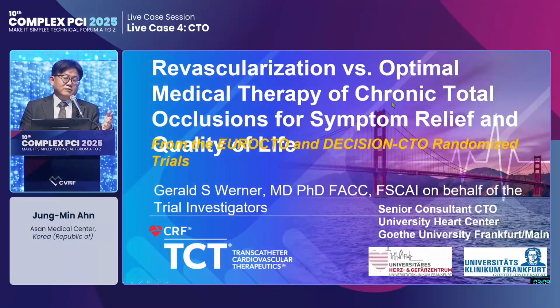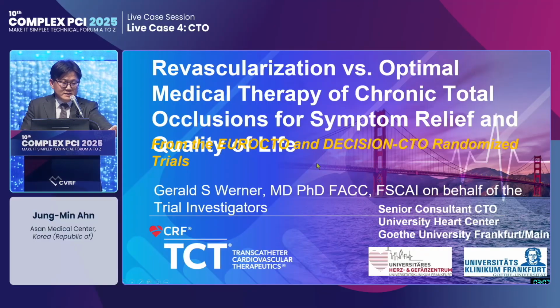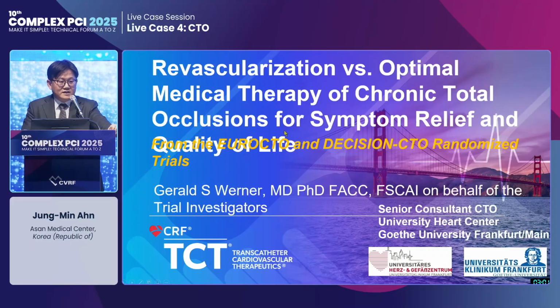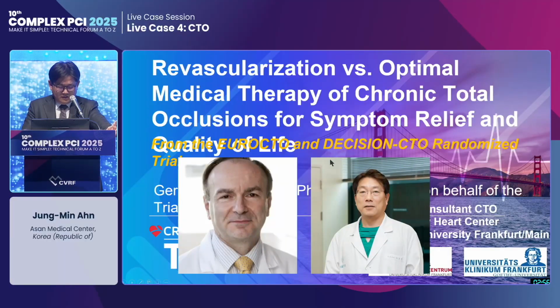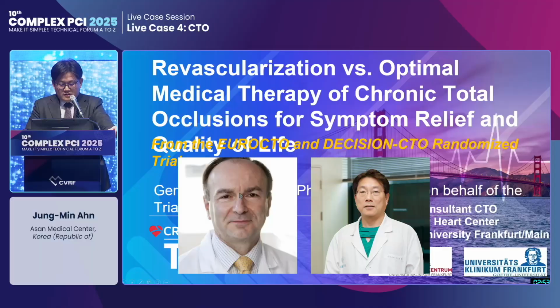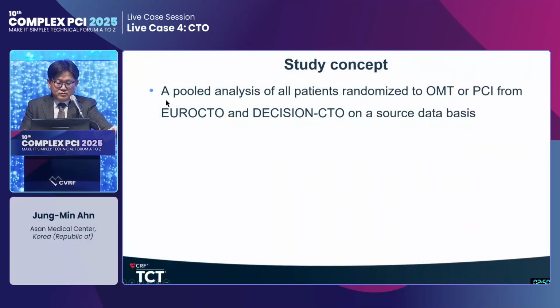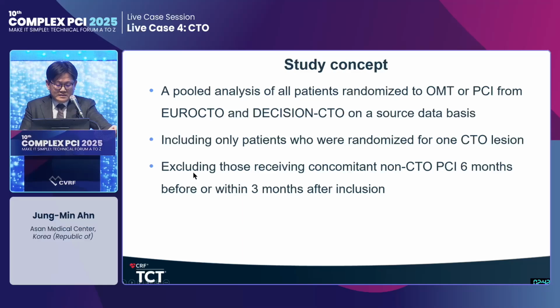However, fortunately, this year at TCT new data was presented: a combined data set from the DECISION-CTO and EuroCTO randomized trials. The two PIs were Gerald Werner and S.J. Park. This was a pooled analysis of all patients randomized to OMT or PCI from EuroCTO and DECISION-CTO on source databases, including only patients who were randomized for one CTO region, excluding those receiving concomitant non-CTO PCI 6 months before and within 3 months after inclusion.